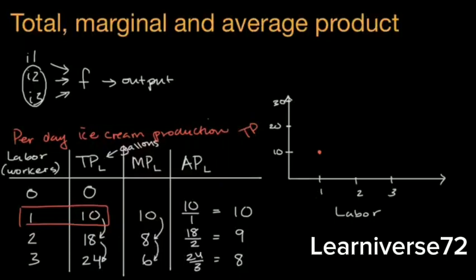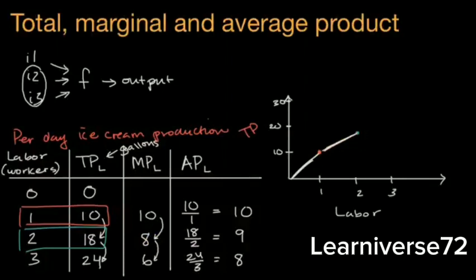When we have 2 people working in our factory, we produce 18 gallons a day. So it's going to be just like that. And notice, the slope has gone down a little bit. We have a certain slope here, but it's a little less steep there. And that steepness of that line or of that curve, that tells you about the marginal product. So it's a little bit less steep, so our marginal product of labor has gone down a little bit. We're having diminishing marginal returns.